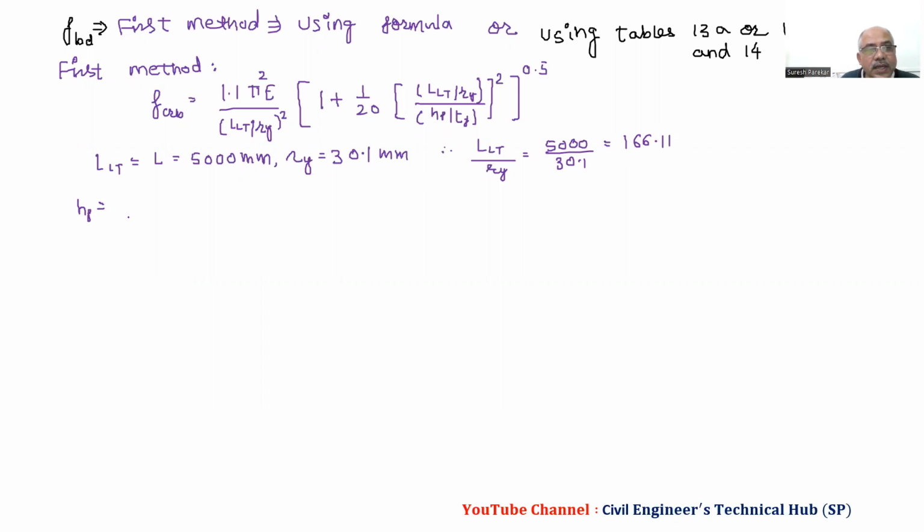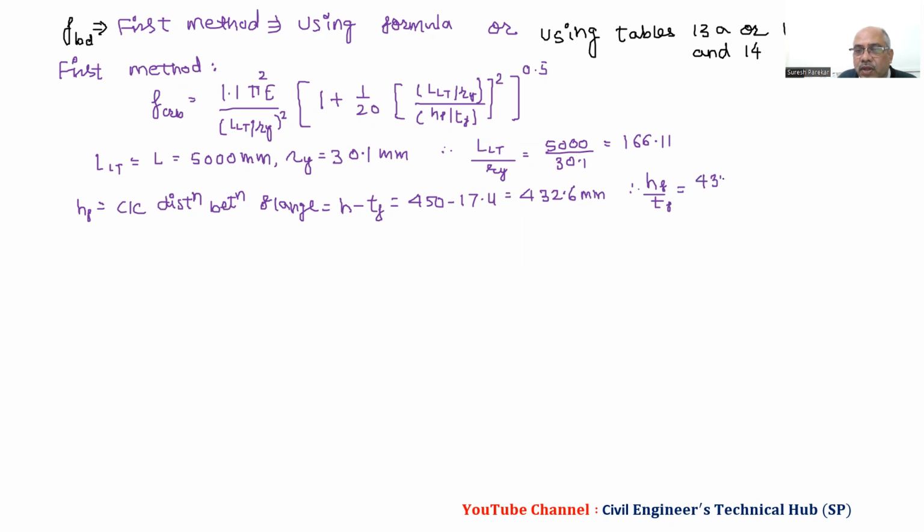Then we have second HF upon TF. HF we have center to center distance between flanges, and therefore we have H minus TF, and H we have 450, and TF we have 17.4, and from this we will get the value of HF 432.6 millimeters, and therefore we will get HF upon TF, which is equal to 432.6 upon 17.4, and this value we will have 24.86.